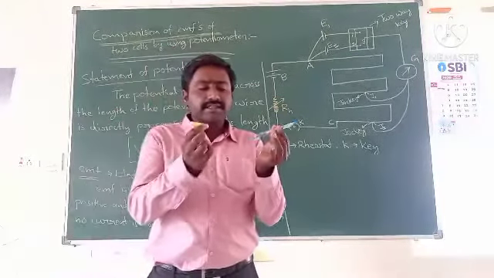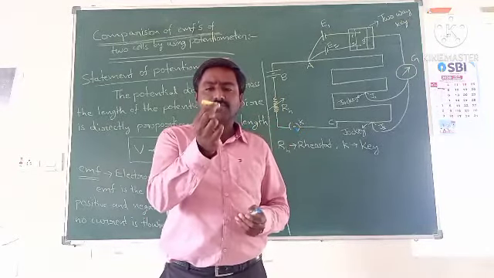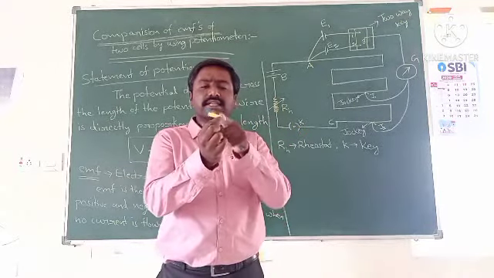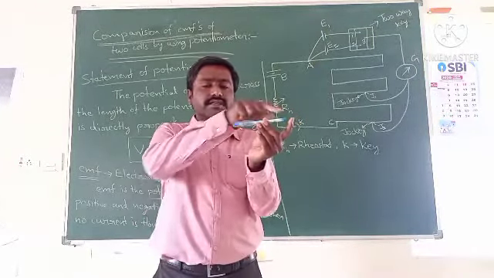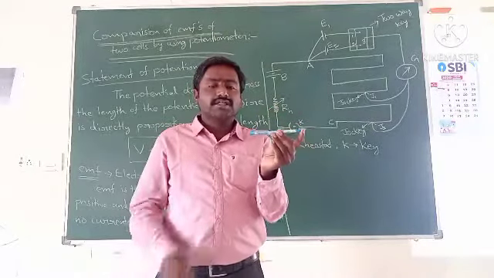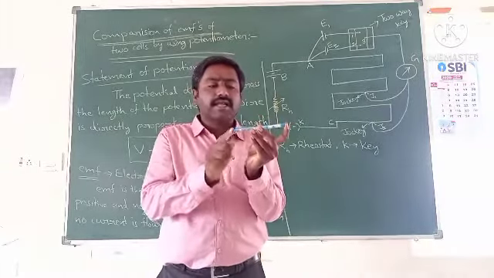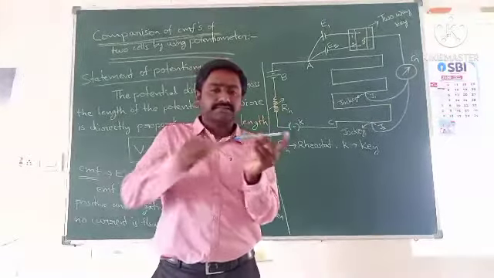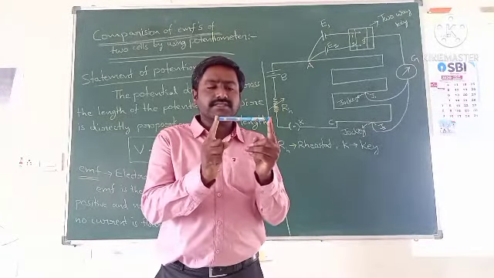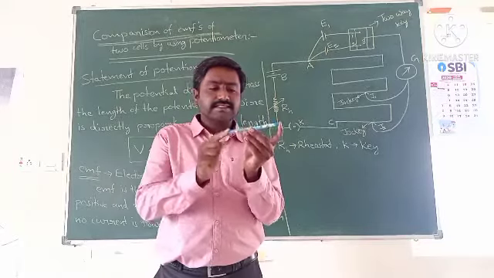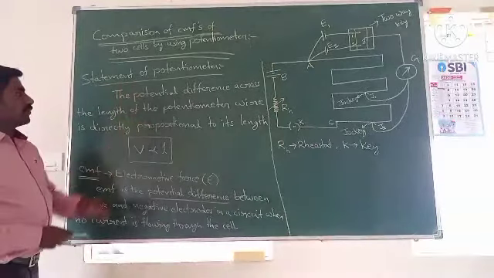That means depending on the length of the wire, we can find out the potential difference. If the length is small, the potential difference across its length is also small. If the length is large, then the potential difference at the ends of the wire is large. The potential difference at the ends of the wire, that means across its length, is directly proportional to its length. So that is the statement of the potentiometer.